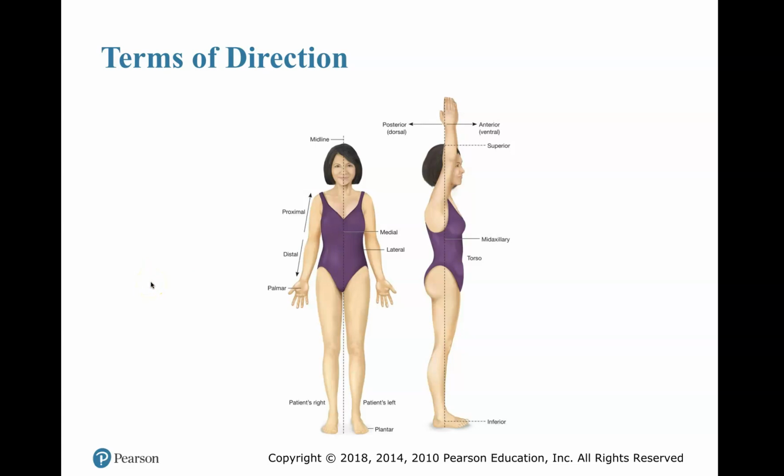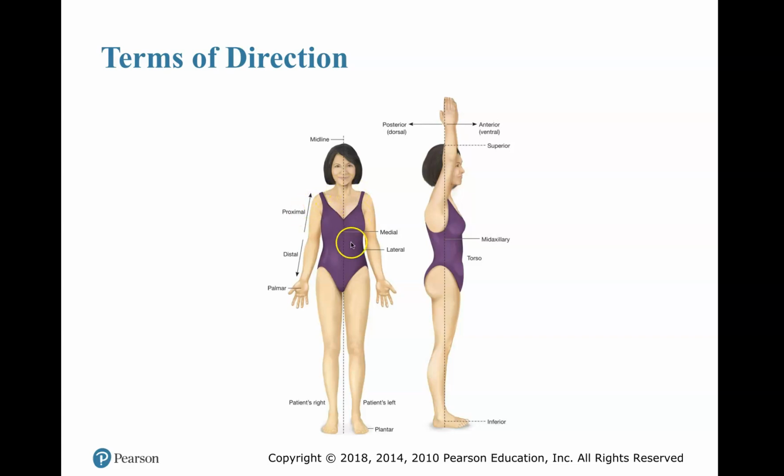So this kind of gives us a direction of which way to go. The midline, straight down the middle as she's looking at us right there, down the sternum, the belly button, through the pelvic region. And we look right here, we see proximal. That's proximal to the midline. Okay, and then distal is away from the midline. Then we have the palmar, obviously.